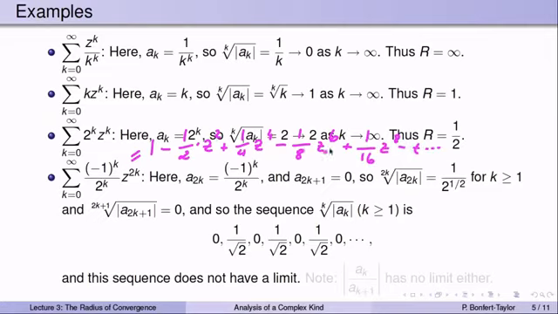So I only have even powers of z. All the odd powers aren't even there. I only have even powers of z, and those are alternating in sign. So what are my coefficients? Well, a2k, the even ones, are of the form minus 1 to the k over 2 to the k. So these are even coefficients because I have a 2k here.